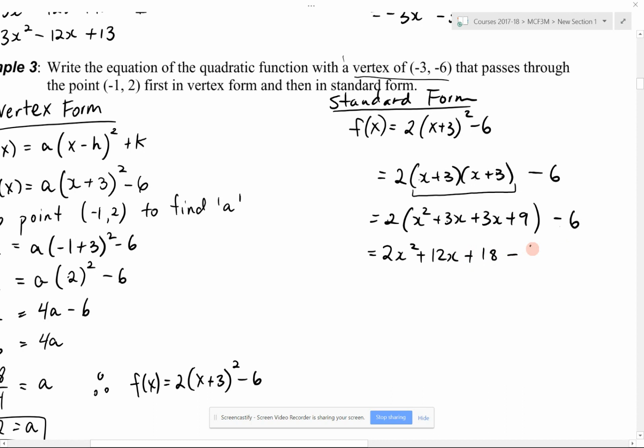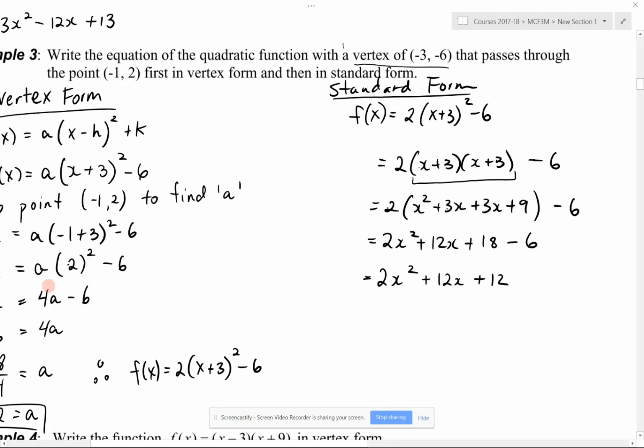Don't forget you have a minus 6 outside. You're not going to multiply with that 2 because it's not being multiplied with the 2, it's being subtracted. So let's leave it as a 6. Then you collect like terms here, so we have 2x squared, 12x, and 18 minus 6 is plus 12. And there you have it.